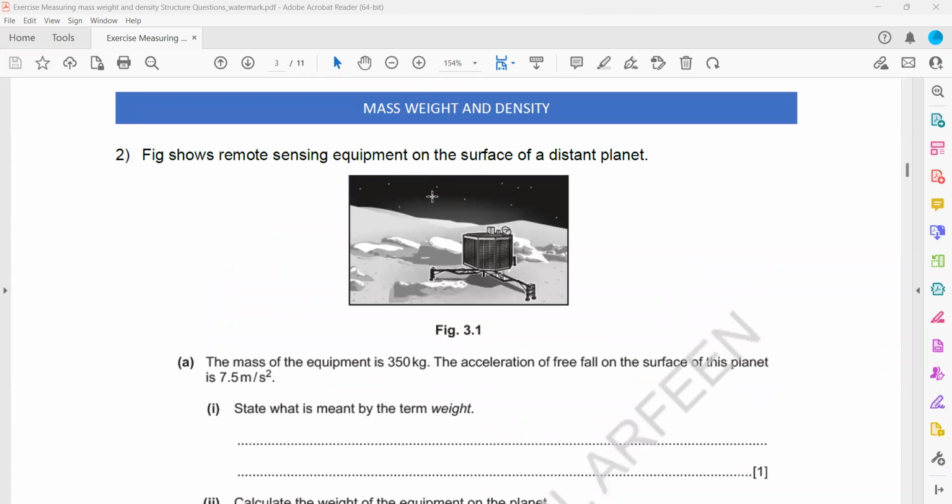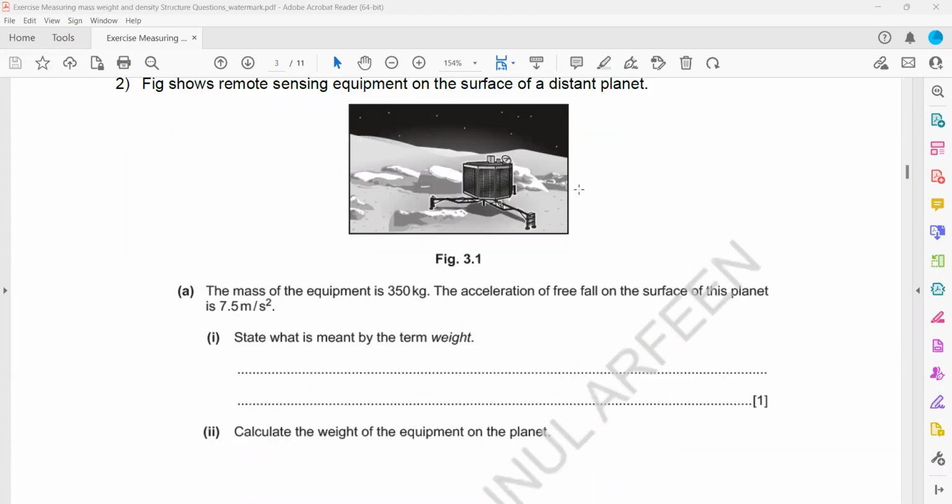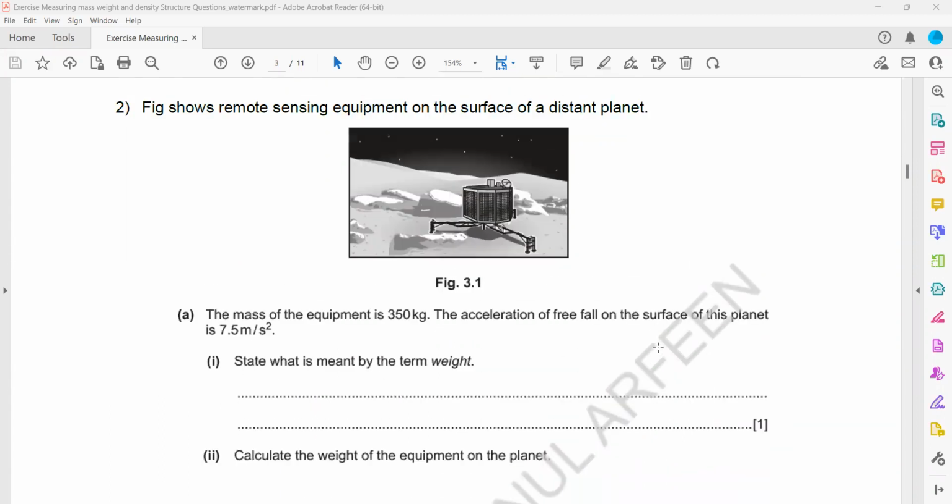In question 2, the figure shows remote sensing equipment on the surface of a distant planet. The mass of the equipment is 350. And the acceleration of free fall, also known as the value of gravity. So the gravity of this planet is 7.5.